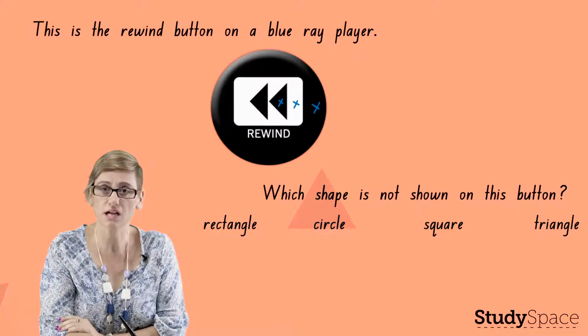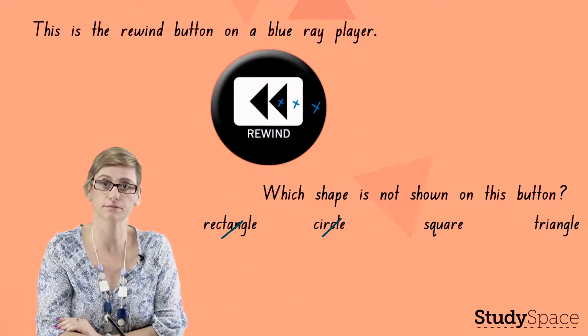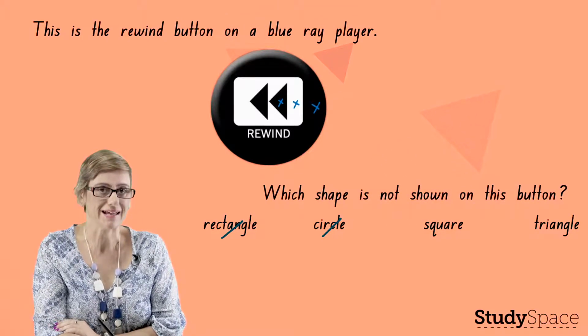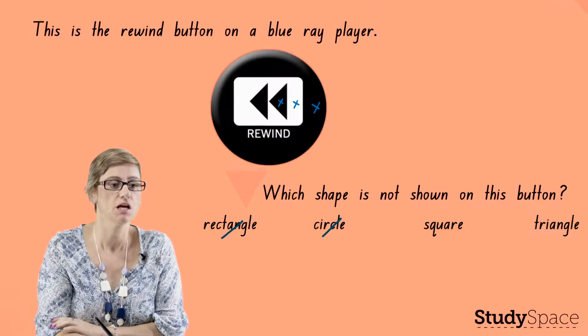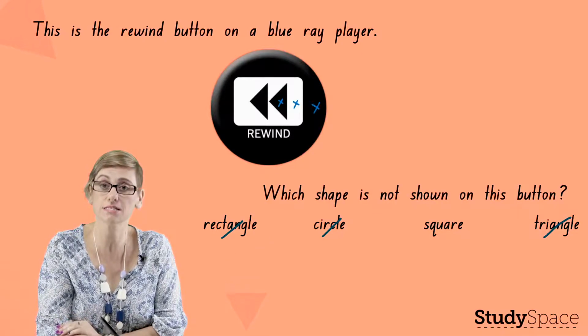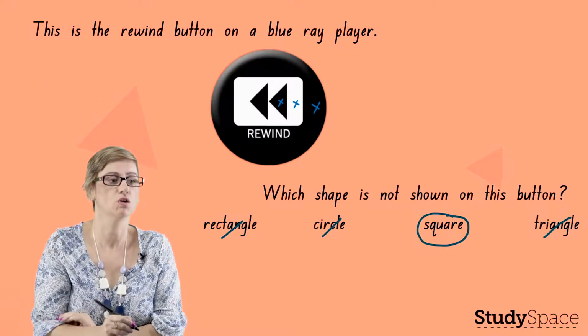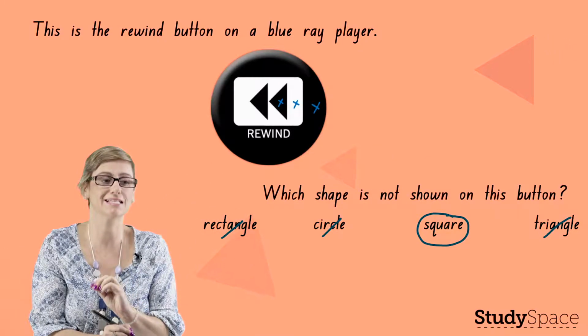A rectangle, did we say a rectangle? Yes, we did, so it's not that one. Did we say a circle? We said a circle, so it's not that one. Did we say a square? No, but let's just check the last one just to be sure. The last one is a triangle. So did we say triangle? Yes, we did. So we can cross that one out. So our answer is a square. So which shape is not shown on this button? The answer is square. Let's have a look at our next question, boys and girls.